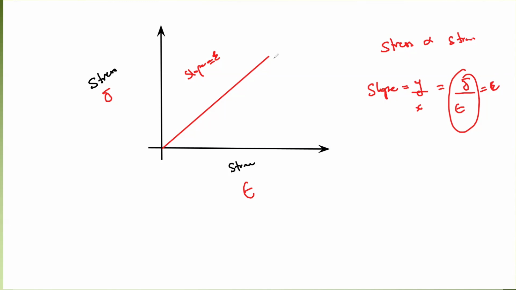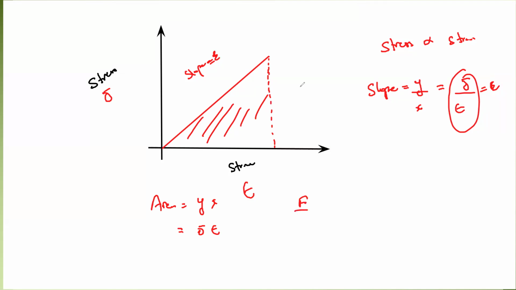So if we work out the slope, we get the Young's modulus, the stiffness of a material. But when we work out the area of this graph, area is a quantity on the y-axis multiplied by a quantity on the x-axis. On the y-axis we have stress and on the x-axis we have strain. Stress is force over area, and the unit of stress is Newton per meter square or Pascal, and strain is change in length divided by original length.